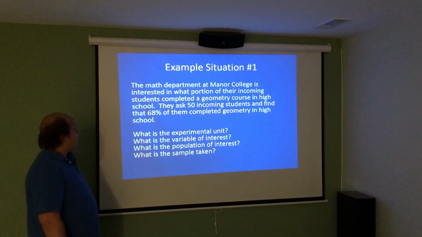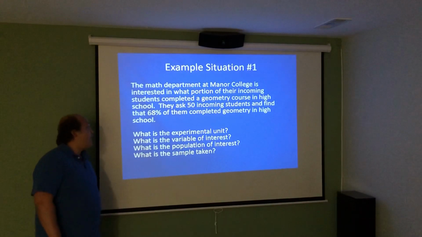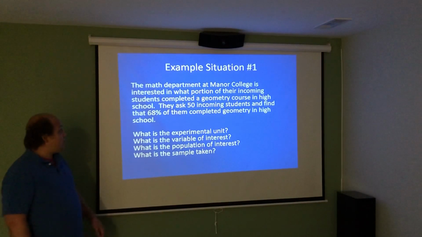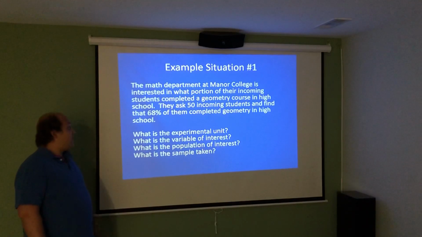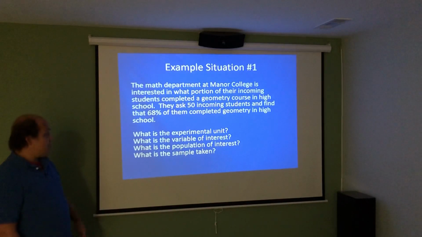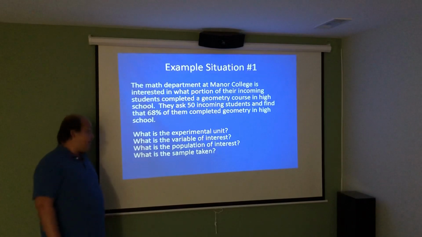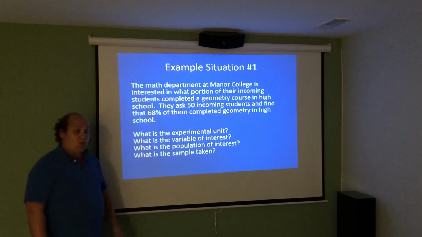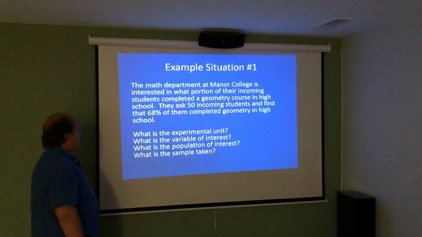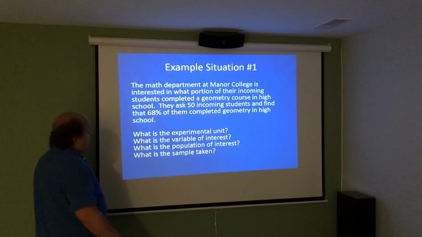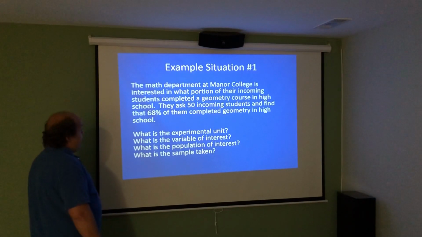So here we have a situation: the math department at Manor College is interested in what portion of their incoming students completed a geometry course in high school. They asked 50 incoming students and find that 68% of them completed a geometry course in high school. What's the experimental unit? What's the variable of interest? What's the population of interest? And what's the sample? So we're going to start with what's the experimental unit. In this case, one student would be the experimental unit.